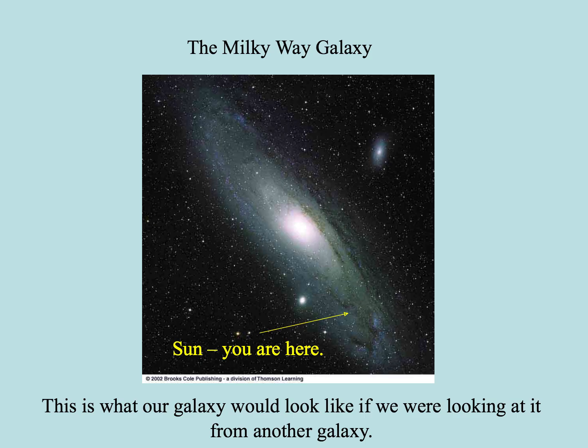Again, this is the Andromeda Galaxy, not the Milky Way. You can see two of Andromeda's satellite galaxies also included in this photo. If this were the Milky Way, though, our solar system's location would be indicated by this arrow, far out from the center of the galaxy, out in one of the spiral arms.